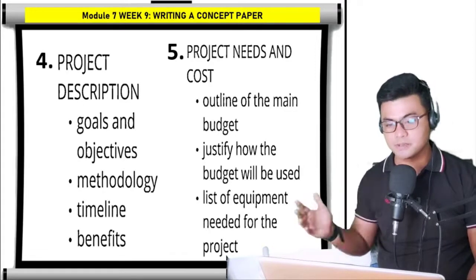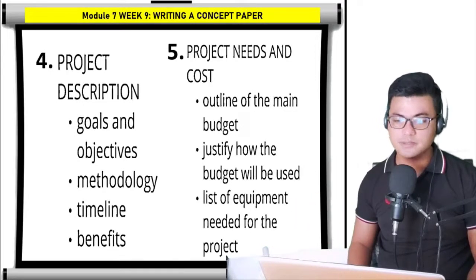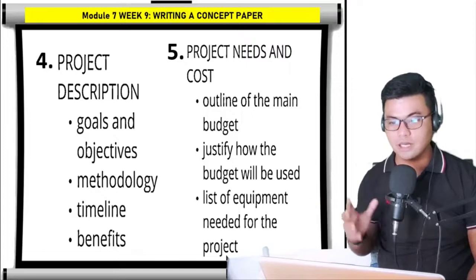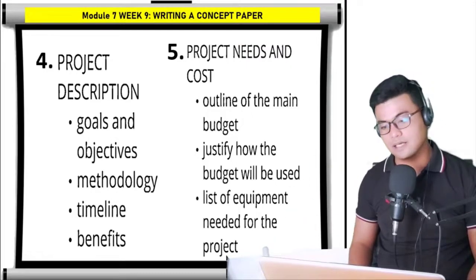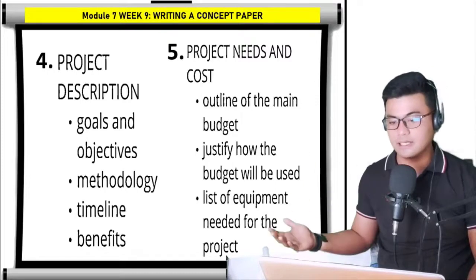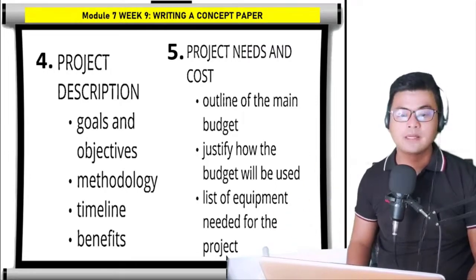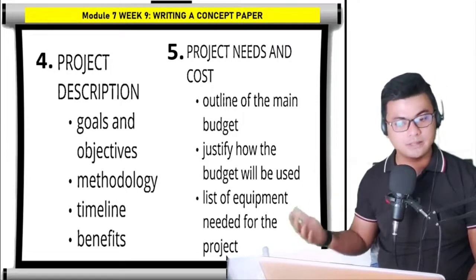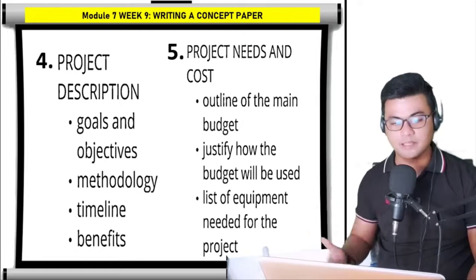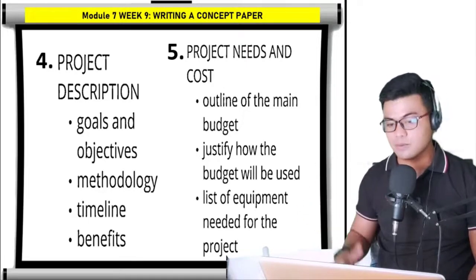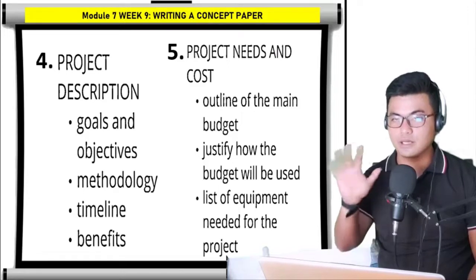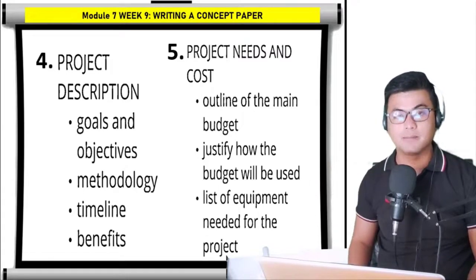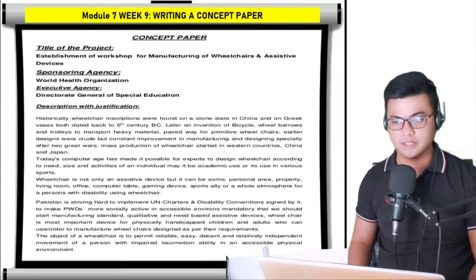The project description is the goals and objectives, methodology, how will you do it, okay, or conduct it, the timeline, gaano katagal, and the benefits, okay? The project needs and costs, the outline of the main budget, justify how the budget will be used, list of equipment needed for the project. So, kailangan yan. So, yun yung common, ito yung 5 common na parts ng concept paper on a project.